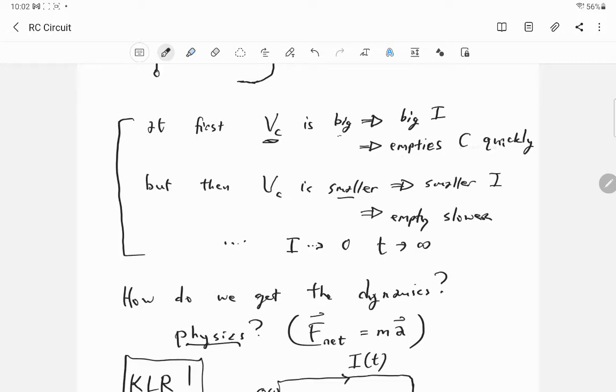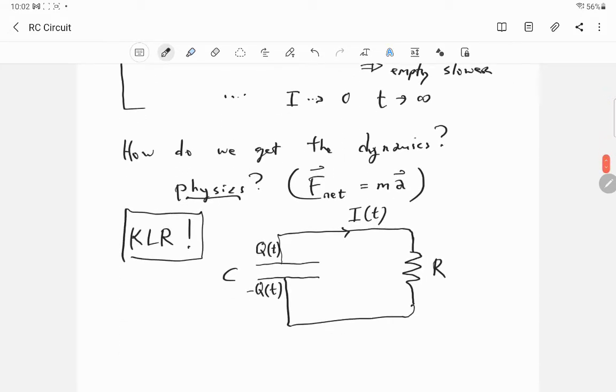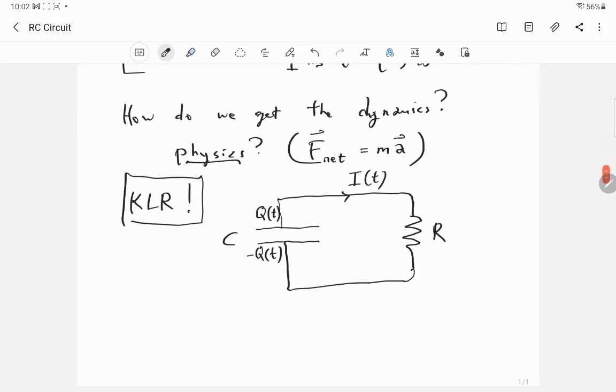And as the capacitor empties, that must mean that the charge on the capacitor, the charge separation, is also diminishing. It's getting smaller and smaller. So these are time-dependent quantities, right? So let's pick a direction and write down Kirchhoff's loop rule.